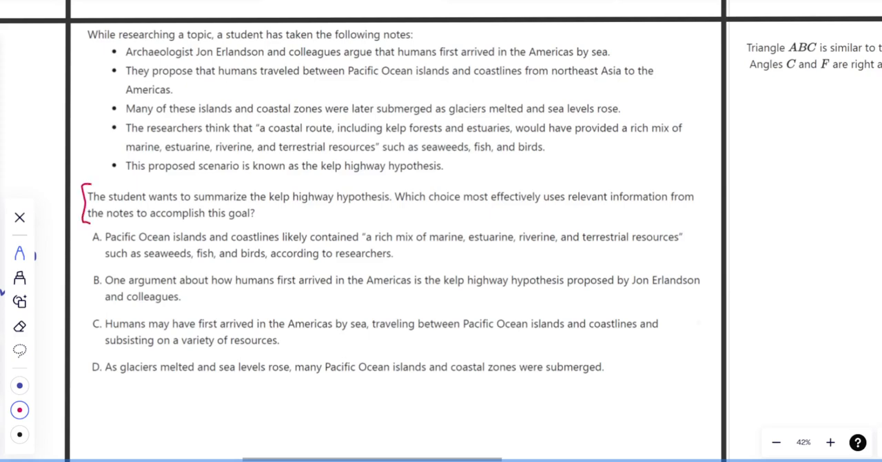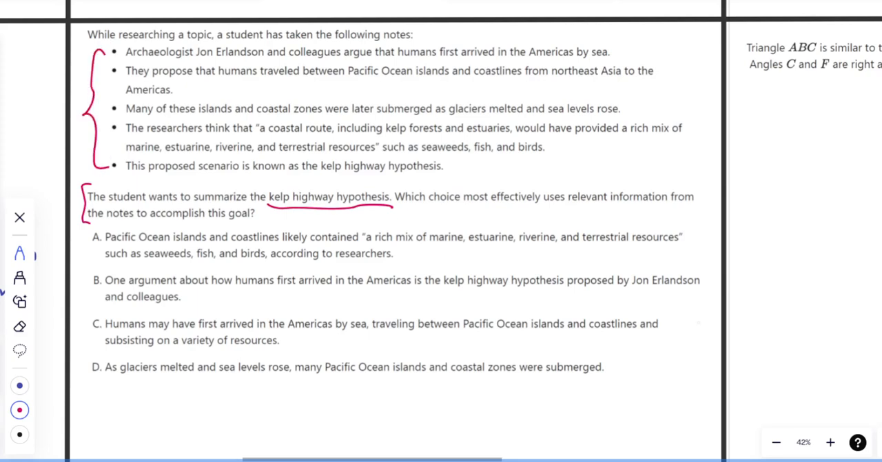It says the student wants to summarize the kelp highway hypothesis. Okay, so now I know what to focus on when I go back and read this. Which choice most effectively uses relevant information from the notes to accomplish this goal? Well, from the notes, let me just read through all these bullet points.